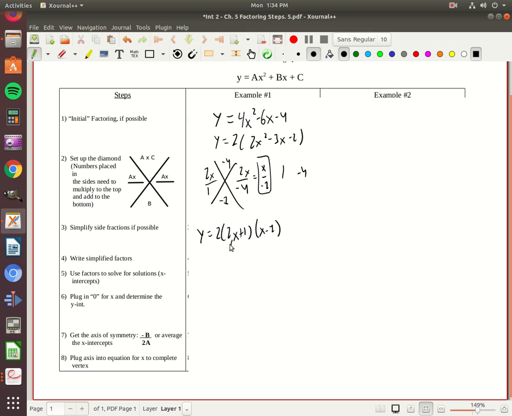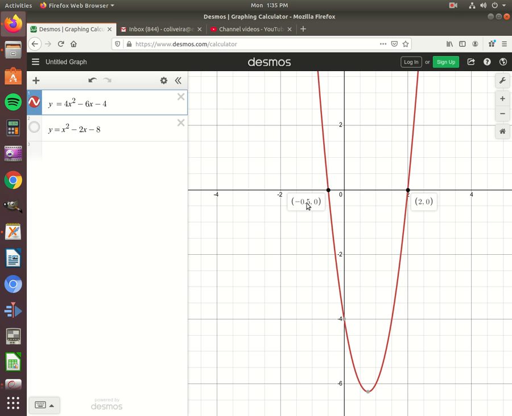So what I can do here is solve for my intercepts. 2x plus 1 equals 0, so 2x equals negative 1. So x equals negative 1/2. And here, x is going to equal 2. So obviously my x-intercepts are going to be negative 1/2, 0, and 2, 0. So let me go ahead and set that up and see what we're talking about. All right, perfect. So that's what we expected, negative 1/2, 0, and 2, 0.